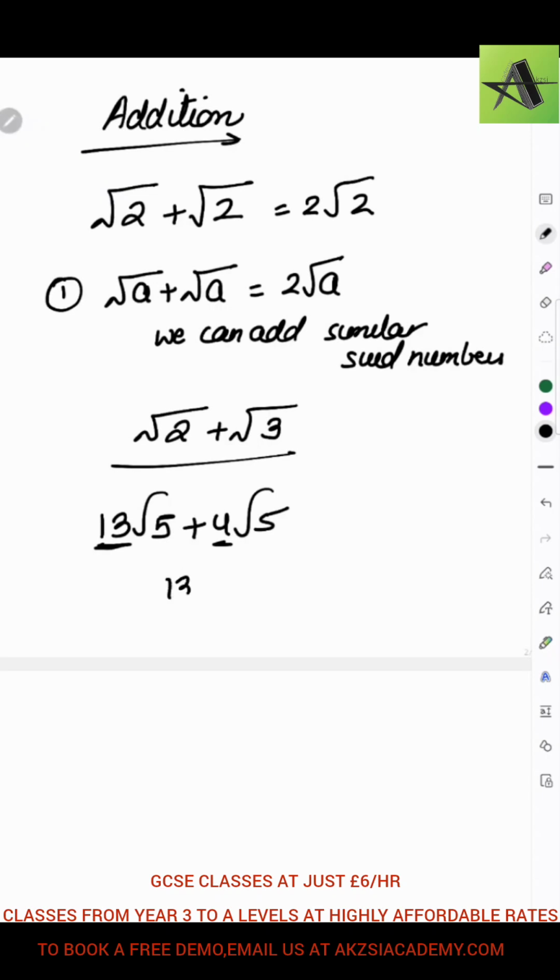If it's 13x plus 4x, what do we do? I'm adding 13x to 4x's. That means it will give me 17x. Similarly here, it will be 13 root 5 plus 4 root 5. That means 13 plus 4, 17 root 5. And this is how we can add our surd numbers.